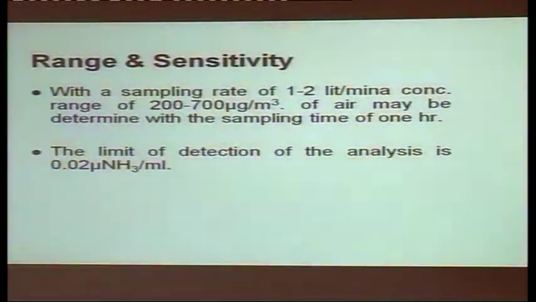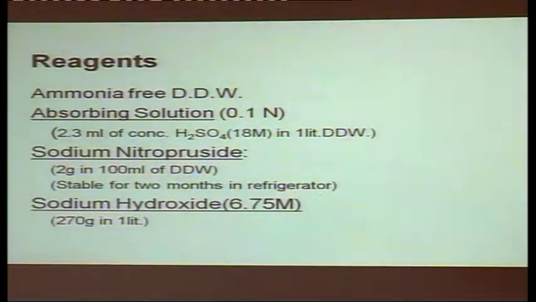Next. The range of the method is 200 to 700 microgram per cubic meter of air. The limit of detection in analysis is 0.02 microgram per ml. It is a sensitive method. Next. The following chemicals are needed: ammonia-free distilled water. If you can prepare fresh distilled water, that will be fine. If you leave old distilled water, it may absorb the ammonia present in the atmosphere. So always use fresh distilled water.